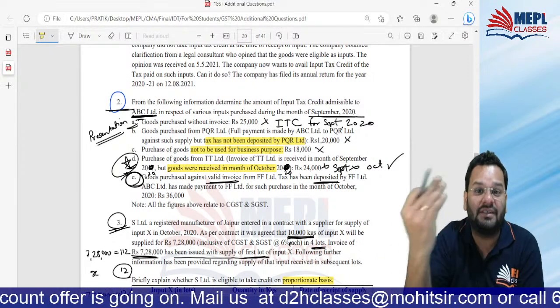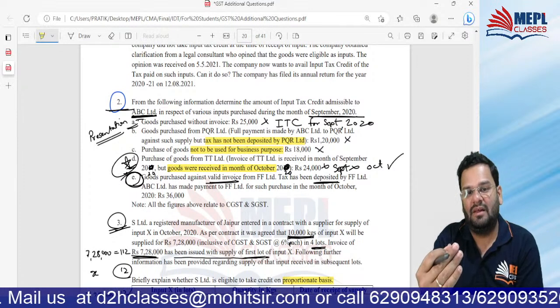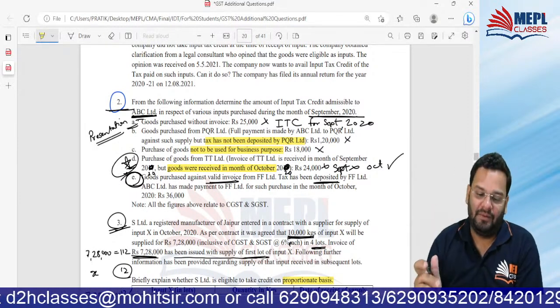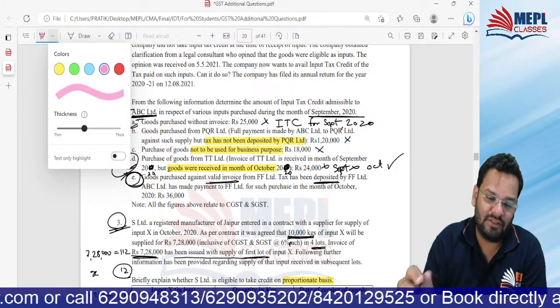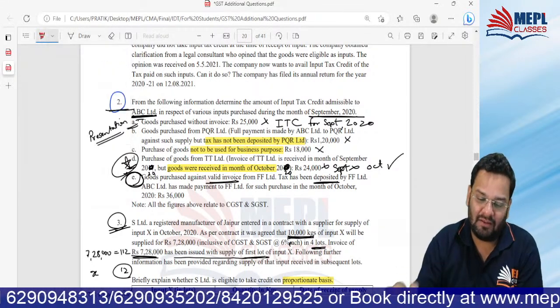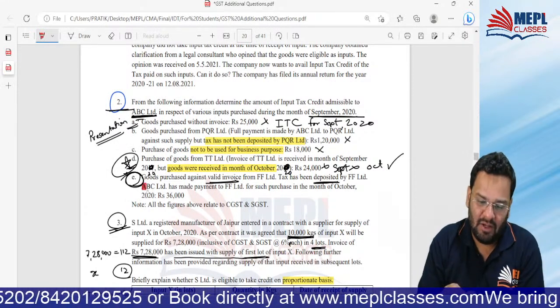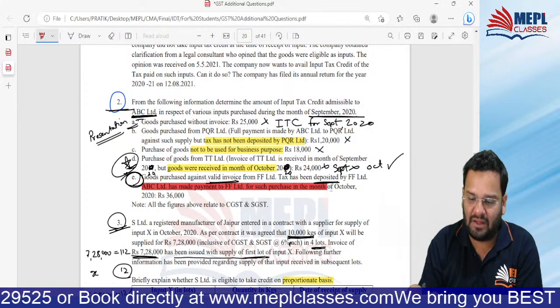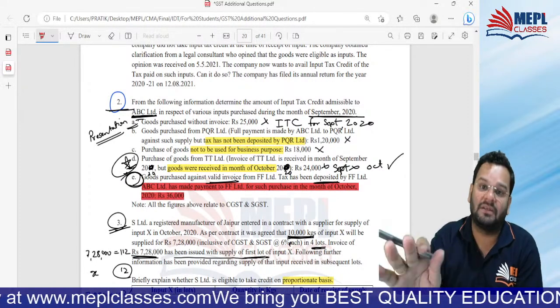All 6 conditions satisfied to claim ITC? Yes. So ITC can be claimed. This point, which point? This point doesn't matter. That we, that is ABC Limited, who want to claim ITC, we have paid to our supplier in next month. This point doesn't matter.